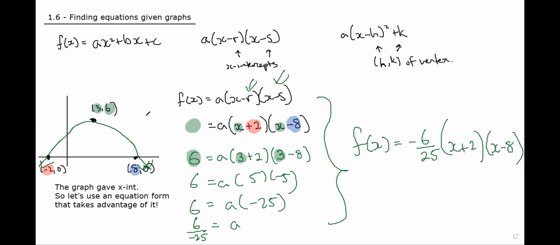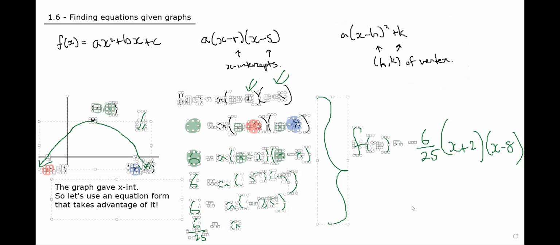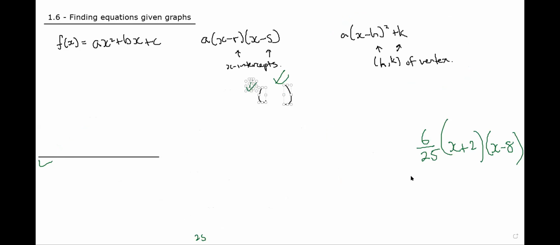I just told you that the graph gave me x-intercepts, so I decided to use the factored form, which used the x-intercepts. Can we use the vertex form as well then? It's the same process. I'm going to erase this. Let's do a different example. Let's pretend I'm going to use Claire's 3 and 6 vertex, but let's pretend I don't have the x-intercept, so I can't use the x-intercept form.